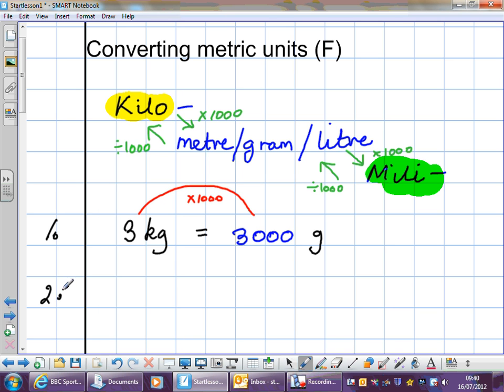So I'll show you that again. Question 2. 7 kilometers, that's this abbreviation. How many meters is that? 7 times 1,000 equals 7,000.